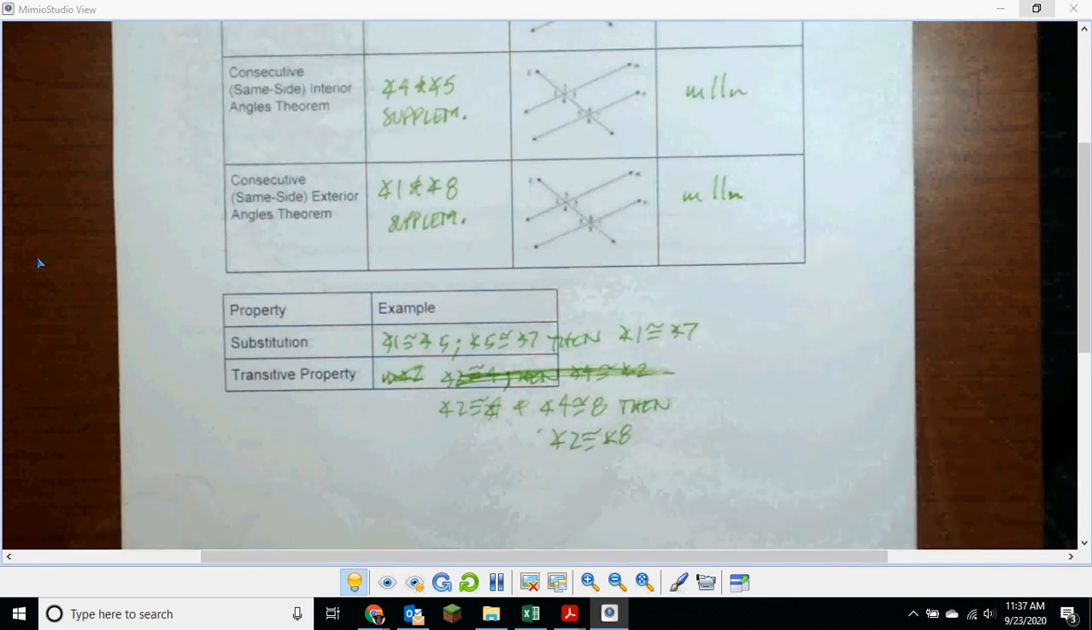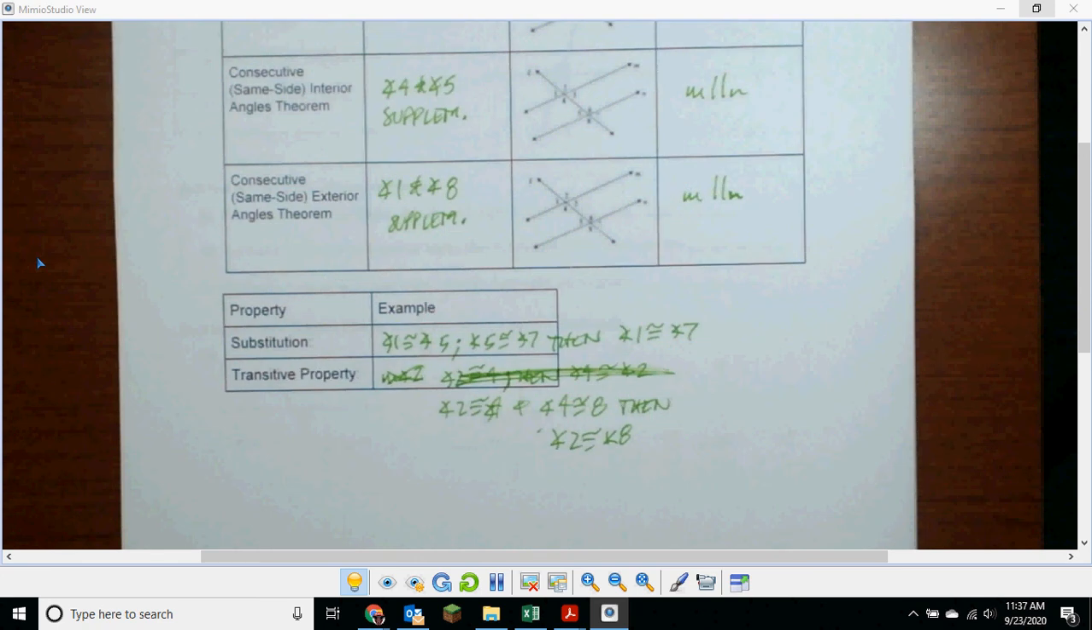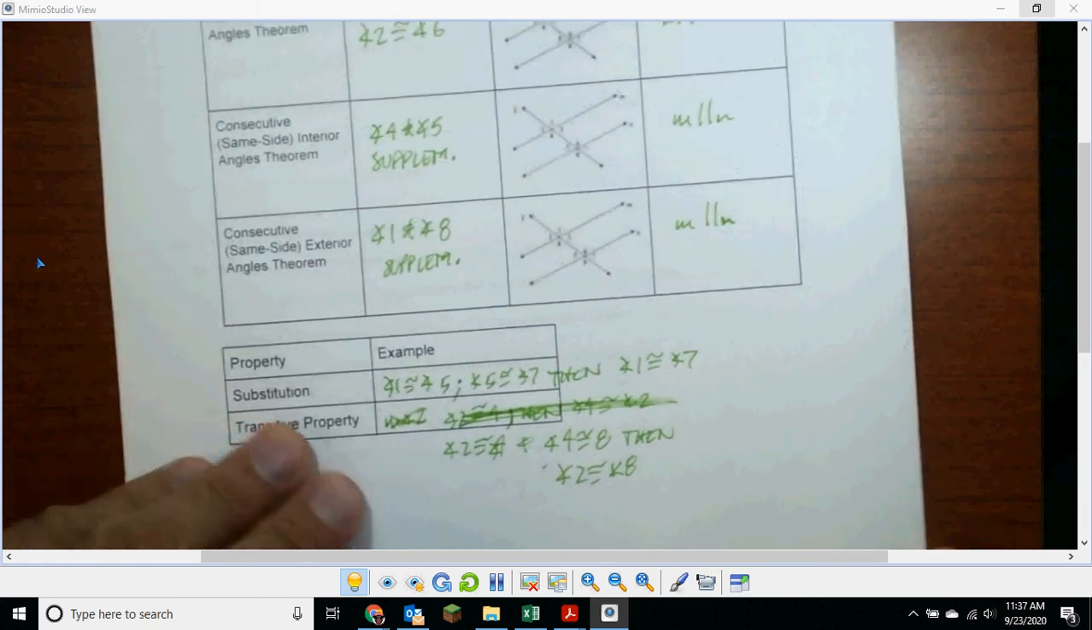So substitution and transitive are very, very similar. A lot of times you can use them interchangeably. Transitive means that if A equals B and B equals C, therefore A equals C. Substitution would say if A equals B and B equals C, then A equals C. I mean, they're very, very similar. I wouldn't get hung up on how those work.